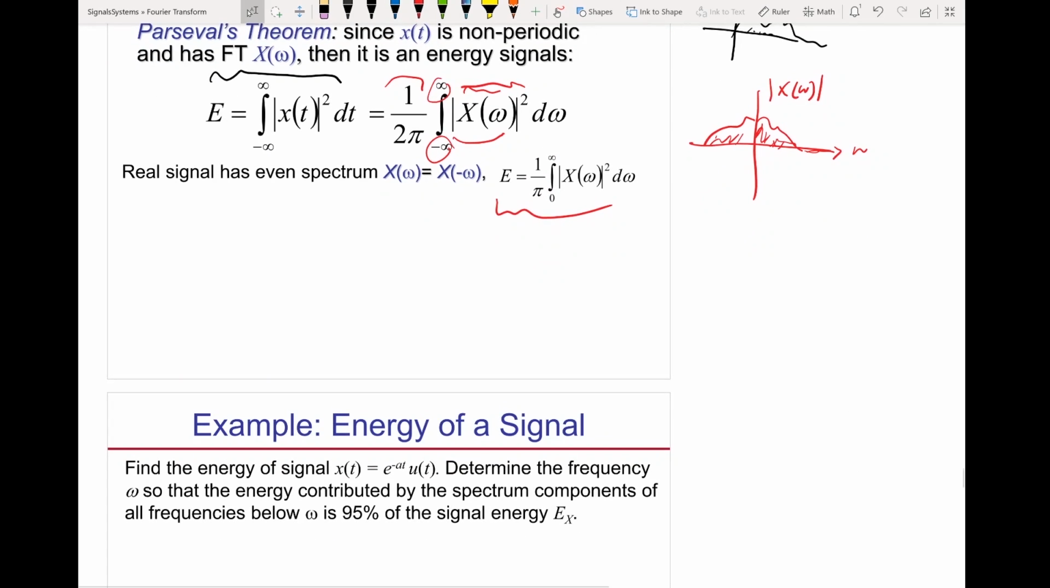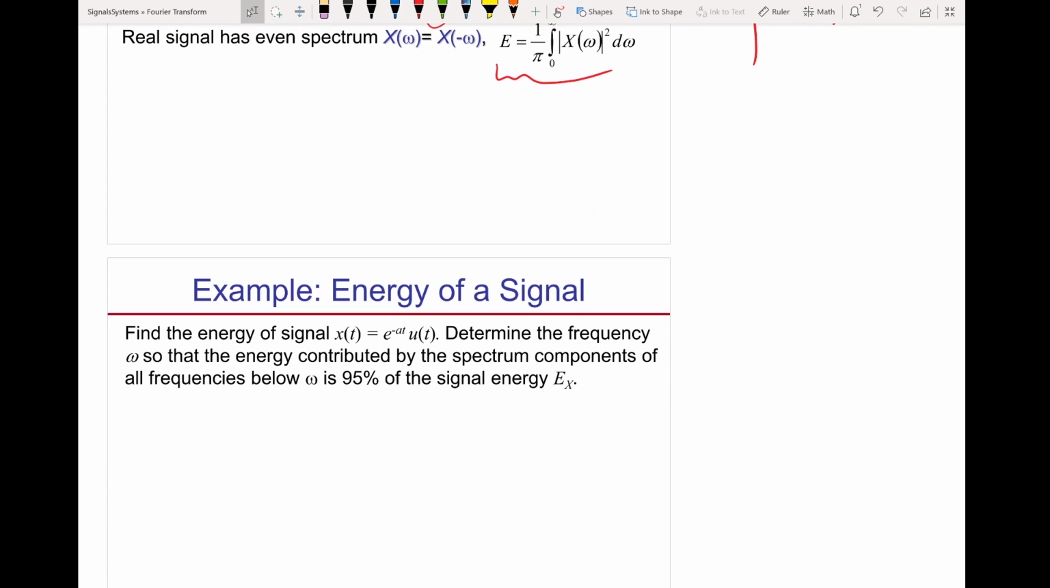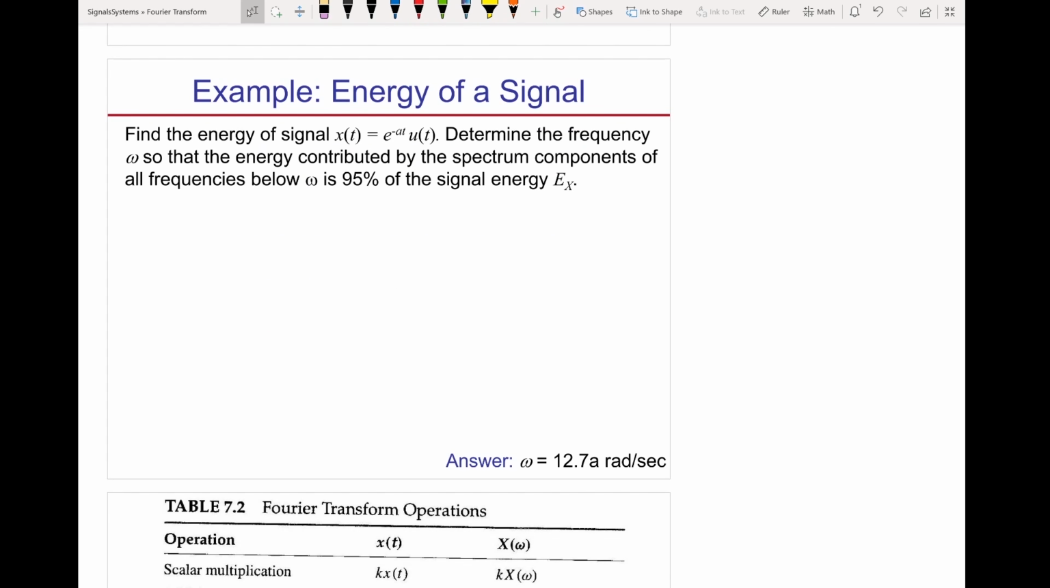Let's take one important application of this energy, which is this example. You have a signal x of t which is e to the minus a t u of t. If we plot it, it will look something like this. And we want to find how much of the frequency I need to keep in x of t and how much of the frequency I can delete. And there is one criterion to decide how much you keep and how much you delete.